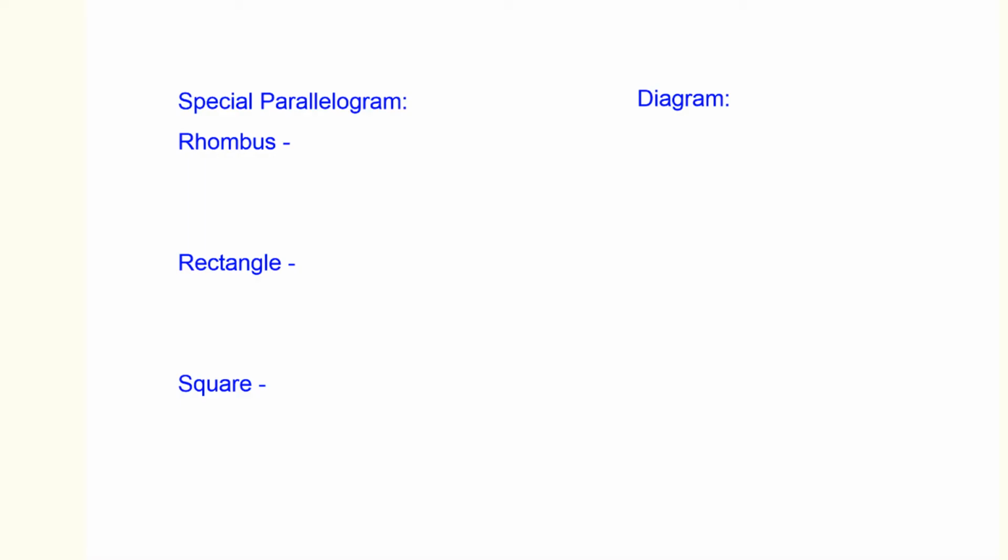Next page. Okay, so here they are, the rhombus, the rectangle, and the square. Let's go ahead and define each of these, and then I'm going to give you a diagram of what they look like. A rhombus. Have you heard the term rhombus before? What comes to mind when you hear rhombus? Okay, a rhombus is a parallelogram with four congruent sides.